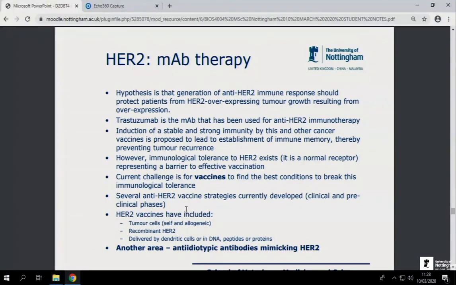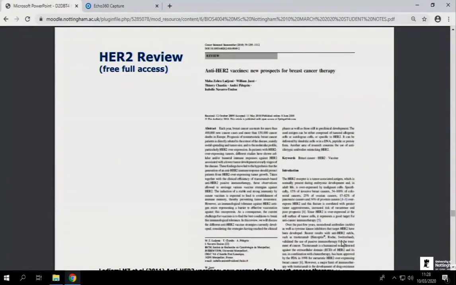There's several of them around. HER2 vaccines have included tumour cells themselves, recombinant HER2, and anti-idiotypes. Anti-idiotypic antibodies mimicking HER2. So you've heard all this before now. CD55 now, HER2, there must be something else. Yes, the answer is yes. That is the way ahead for these monoclonal antibody generations.